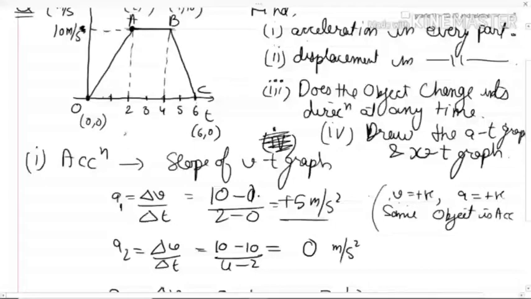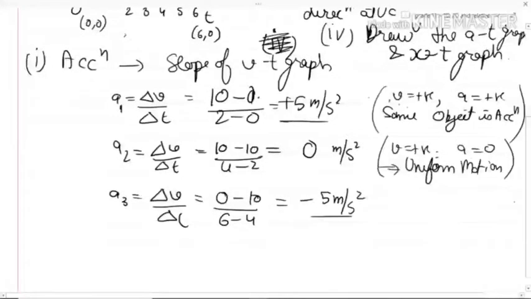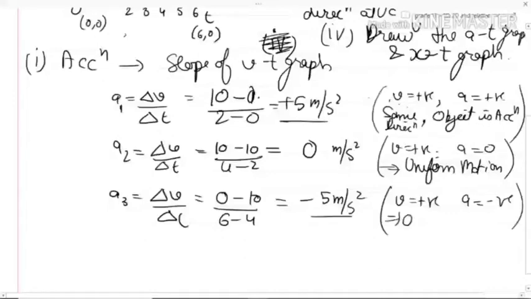Now here in this case, velocity is positive but acceleration is 0. So that implies object is moving with uniform velocity, hence uniform motion. What about the last one? Velocity is still positive but acceleration is negative. That implies which case? Opposite direction, object is decelerating. Is this clear guys? So this is how you predict all the data.